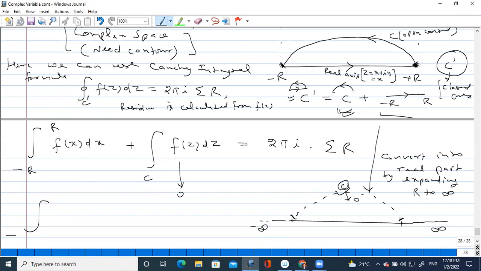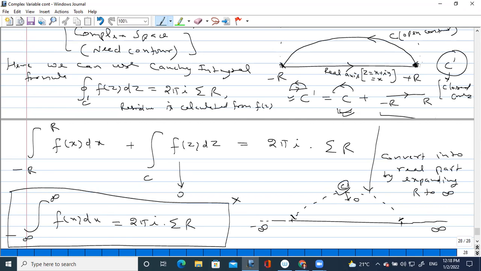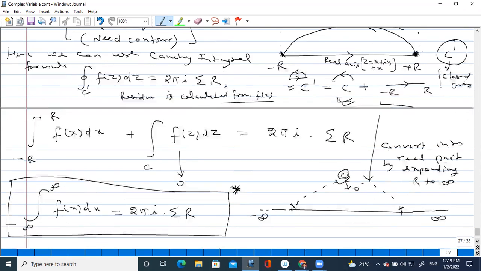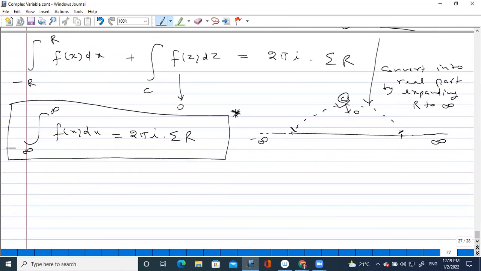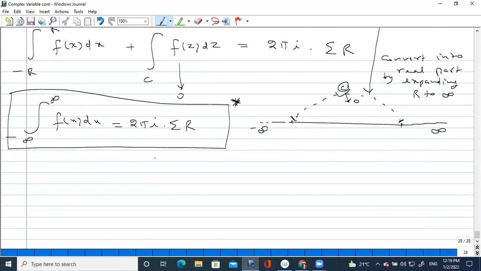So it will become integral from minus infinity to infinity of f(x) dx equal to 2 pi i into the summation of residues. So this is my final formula. So directly this integral from minus infinity to infinity of f(x) dx also will be equal to 2 pi i summation of residues. But this residue I have to find from the complex portion only. This you must know. So that's why I have to convert my function f(x) dx into f(z) dz.